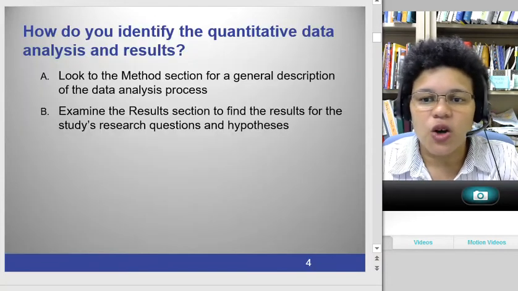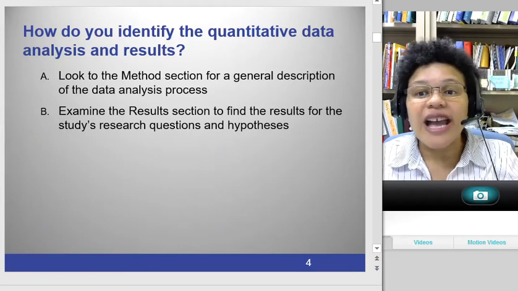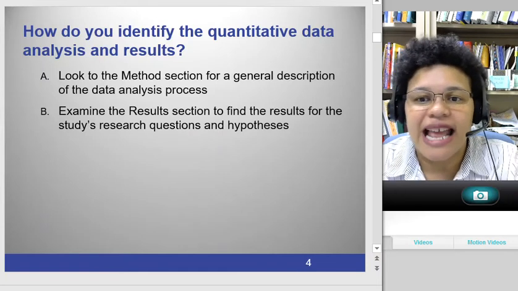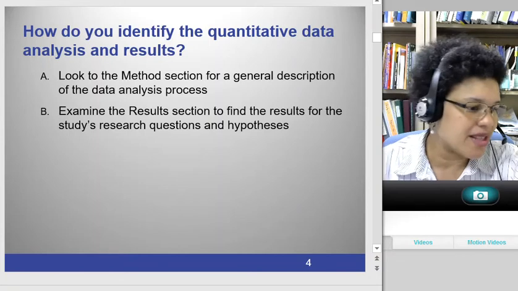All right, so how do you identify the quantitative data analysis and results? You're going to look in the methods section.